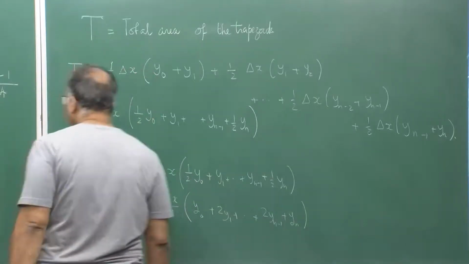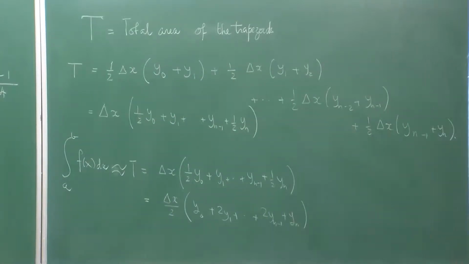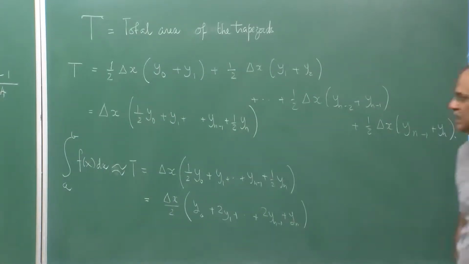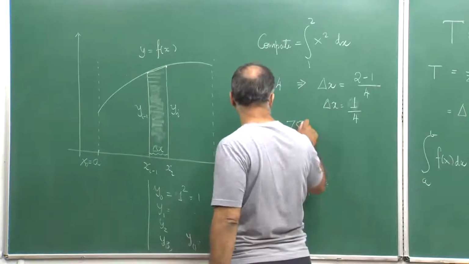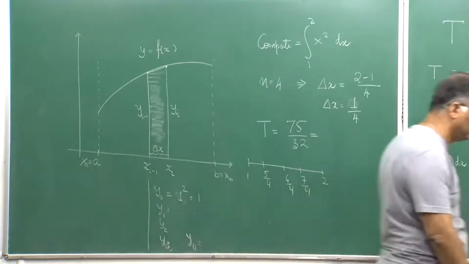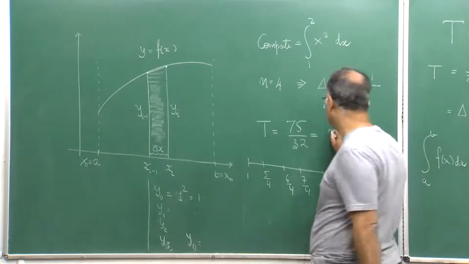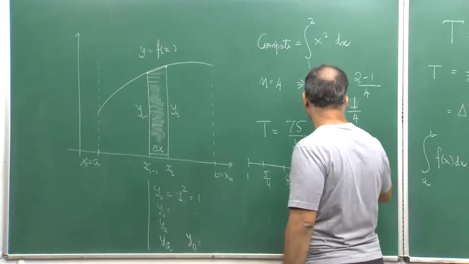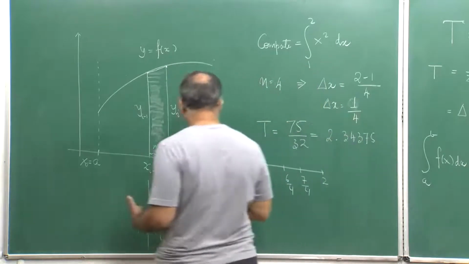So, if you do that, in this case t turns out to be, as given here, 75 by 32, which is a rational number, which is now expressed in decimal as 2.34375. So, it is a terminating decimal. Now, this is a number that we have got.